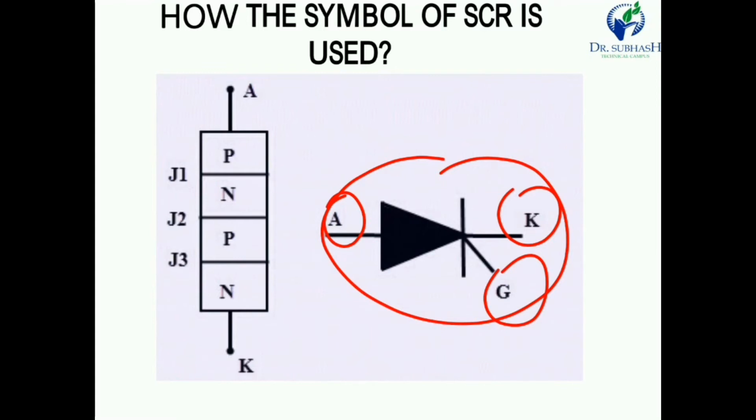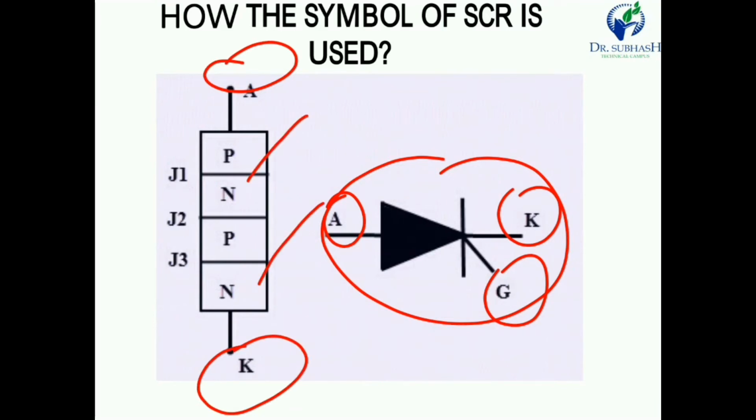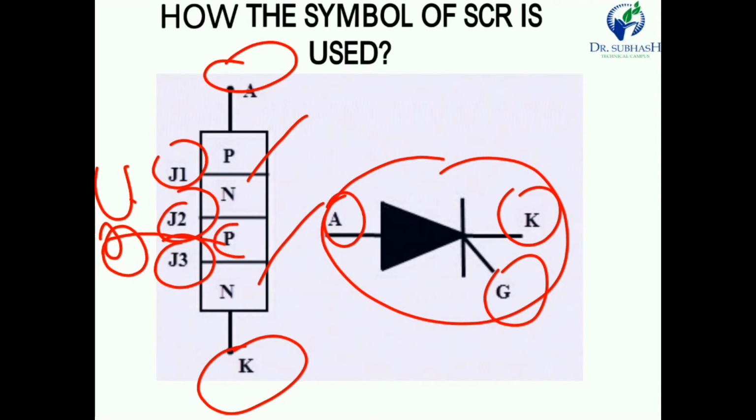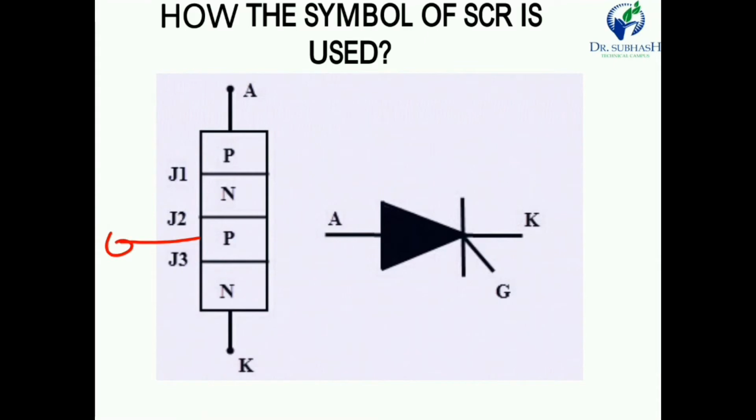Now in structure, in between anode and cathode there is a 4-layer PNPN and 3 junctions, J1, J2 and J3. Here one terminal is gate. The gate terminal is connected to this P region and is nearest to the cathode. So whenever you want to draw the symbol and structure, you can draw this type of symbol and structure. This is the symbol of SCR.